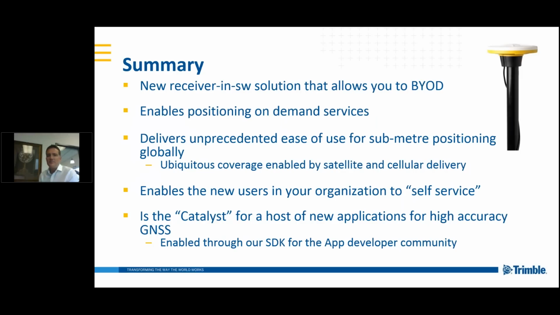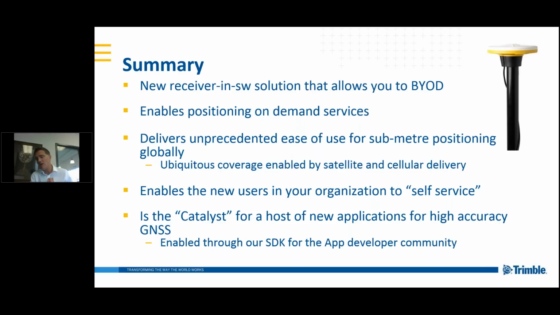Okay, so in summary, this is a new receiver in software solution. Remember that what you've got on the pole in this picture is just an L1, L2 antenna. You're going to need a cable going down that pole to your smartphone, running the app that has the embedded Catalyst software receiver, in your BYOD, bring your own device, whichever one you're using. It enables positioning on demand services. So if you're a professional who owns a surveying company and it's been 10 years since you were in the field, this might be something for you, because you've spent less than $1,000 on the hardware, you don't have to look at it every day and think, boy, how am I going to make some money out of that thing? You don't have to.